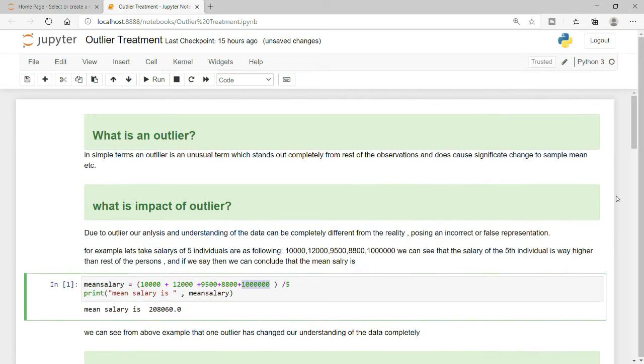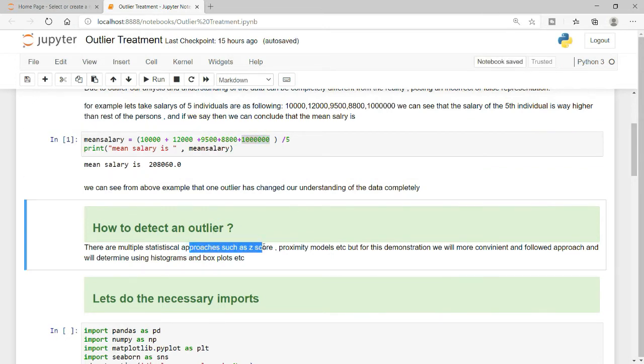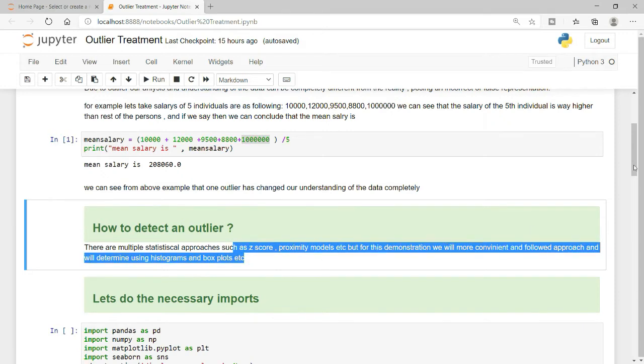Now you may ask how we should identify an outlier. There are multiple approaches, such as Z-score, proximity models, etc. But here we will follow a more convenient and more commonly followed approach, using histograms and box plots. We can plot the data and see what is an outlier and what is not. I will also make a series on statistics where we will learn about hypothesis testing, Z-score, and all those things, and discuss Z-score and proximity models there.